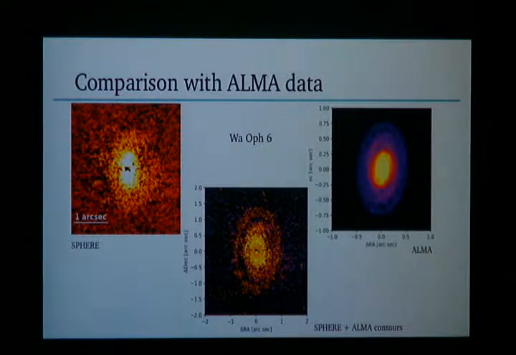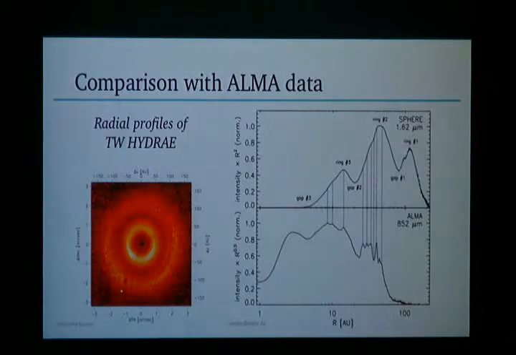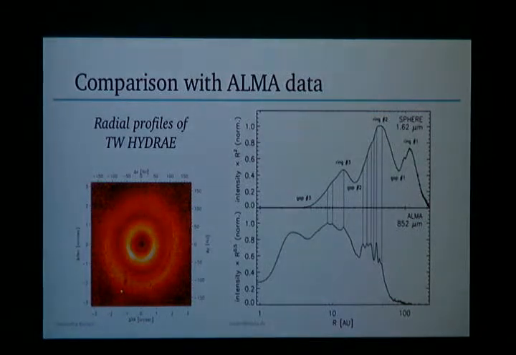But this is still work in progress, so I know it's not perfect and you maybe don't see spirals here, but yeah, I'm working on it. And another thing that one can do is to compare the radial profiles, meaning to take the intensity as a function of the radius, in the disks.